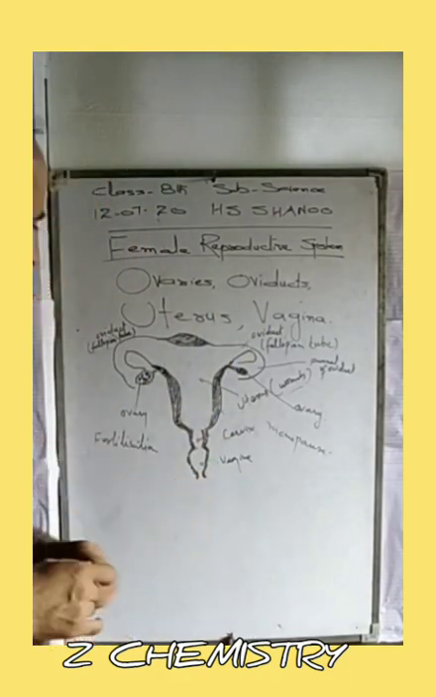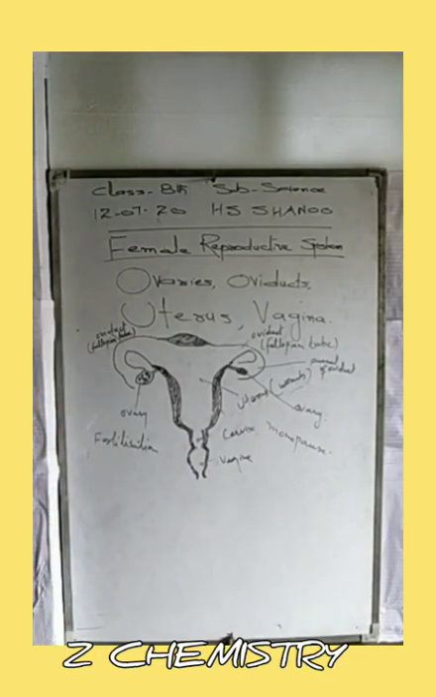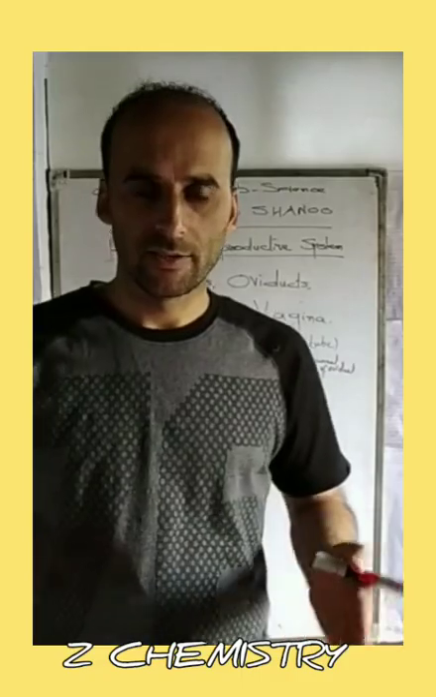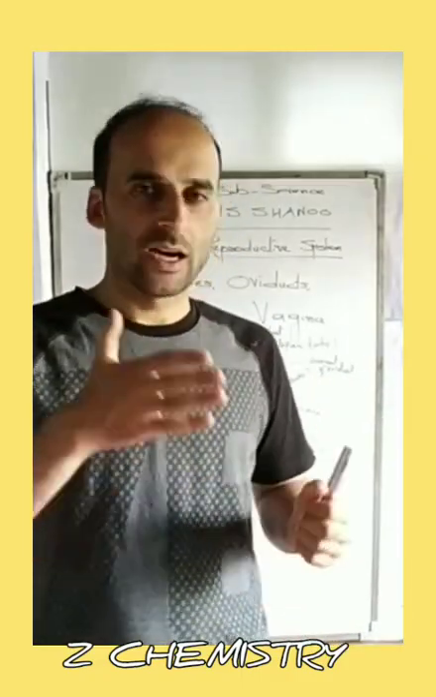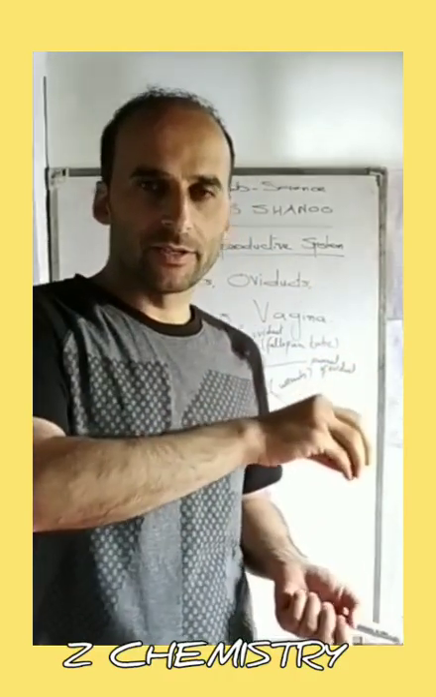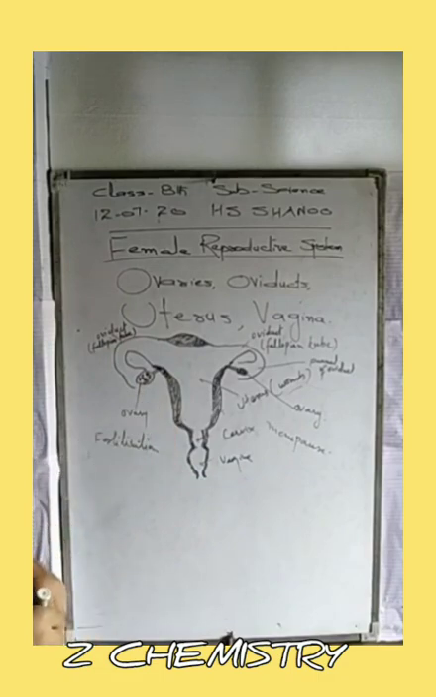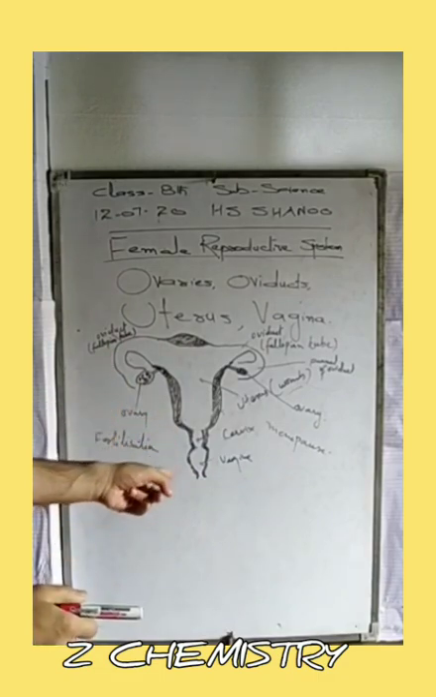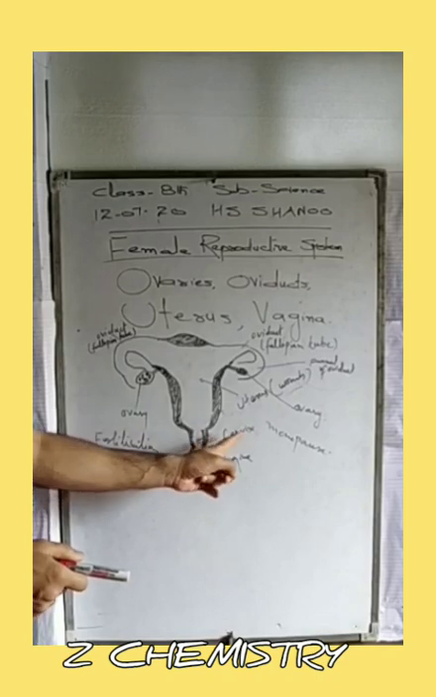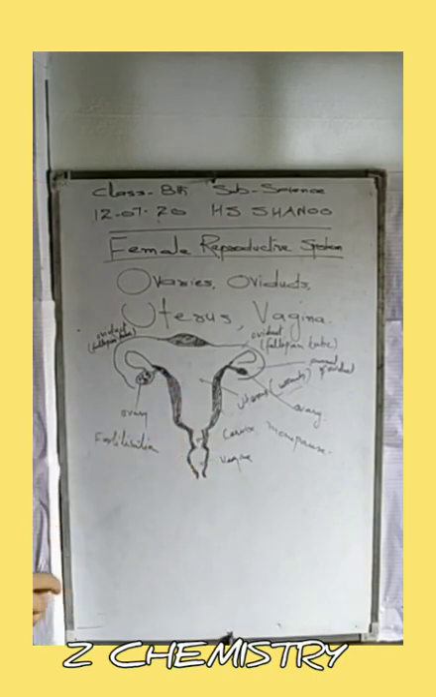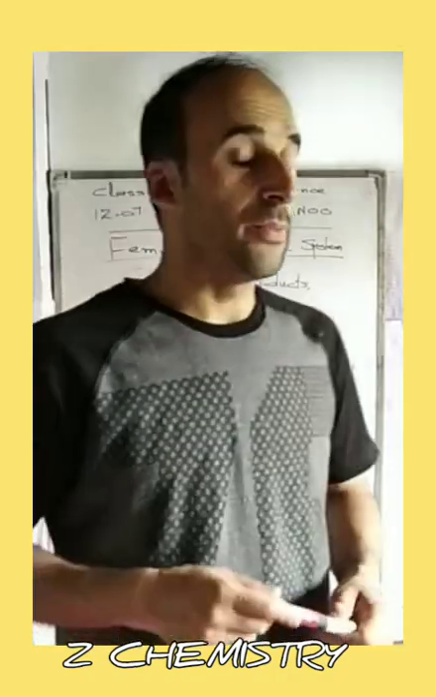Then there is the vagina. The vagina is the part of the female reproductive system in which the male enters its penis, whereby ejaculation occurs, and sperm travel through the cervix into the uterus, where fertilization occurs or the formation of the new baby occurs. So these are the important organs of the female reproductive system.